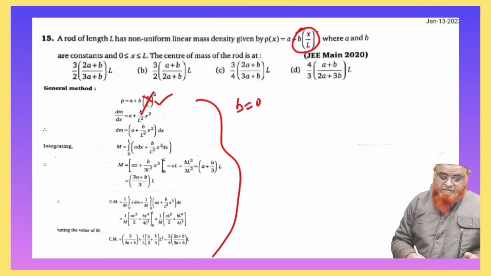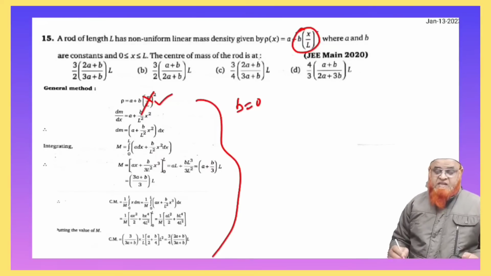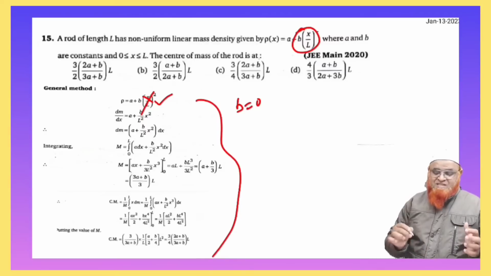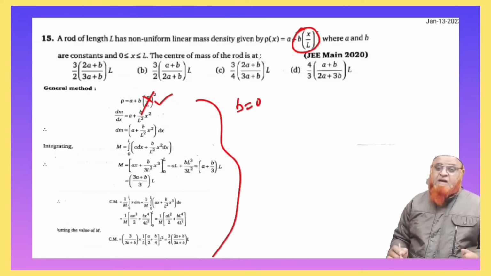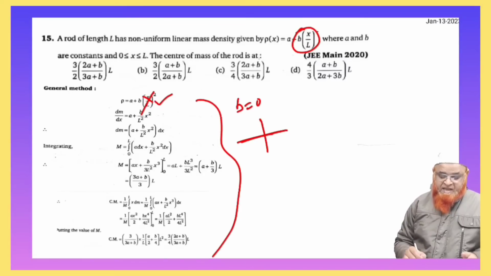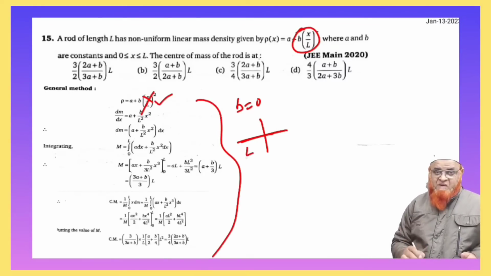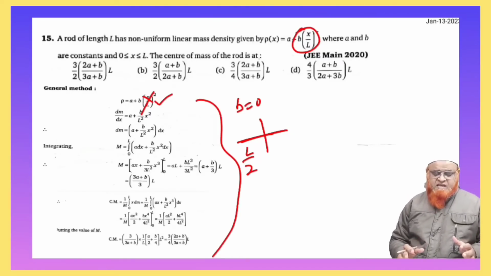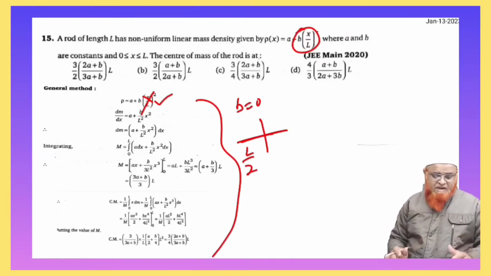For example, if you consider B to be 0, then the non-uniform part is eliminated, and the fun part of this problem is you will see only the uniform part of the rod. And you know that if the rod is uniform, then the center of mass will lie exactly at L by 2. Okay, so what you have to do here is, if you take B equal to 0, the non-uniform part of the rod is going to be eliminated in the problem.